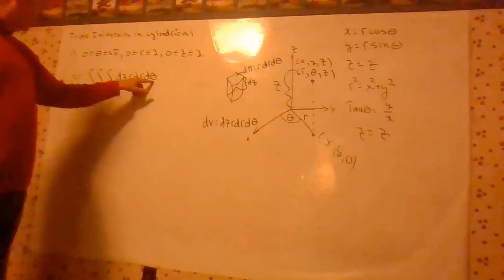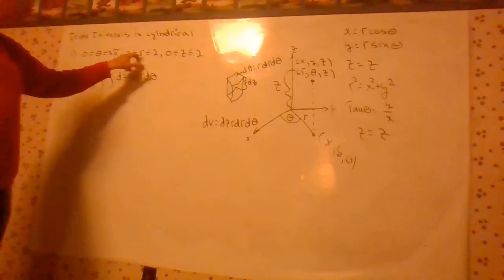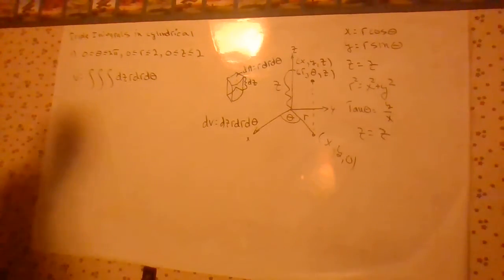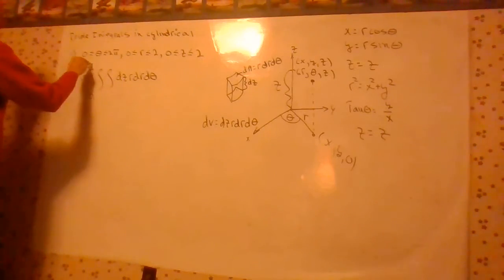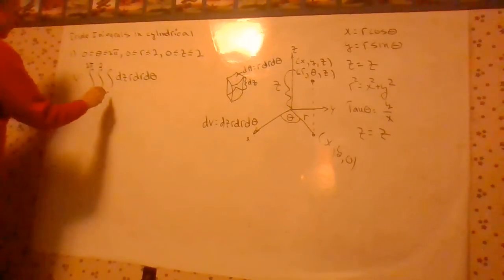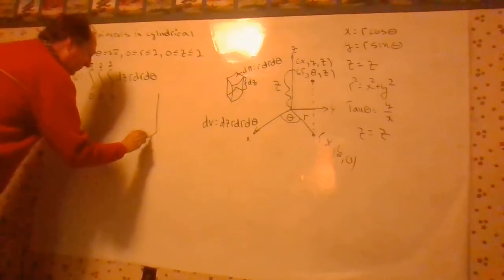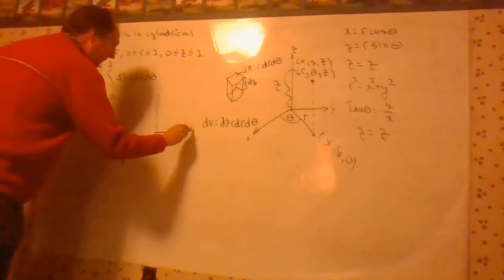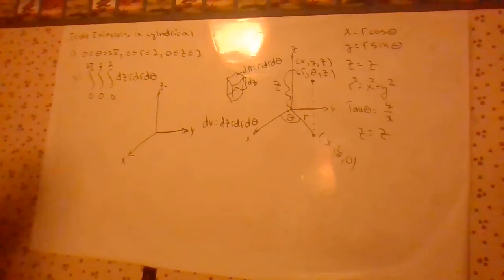So let's suppose theta goes from 0 to 2 pi, and r goes from 0 to 2, and z goes from 0 to 2. Very easy to set up the integral. Now, like before, the question is, what is it? What solid region did we set up the integral over?